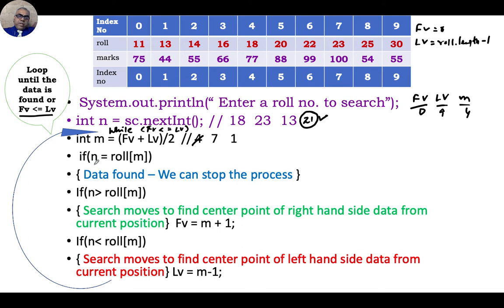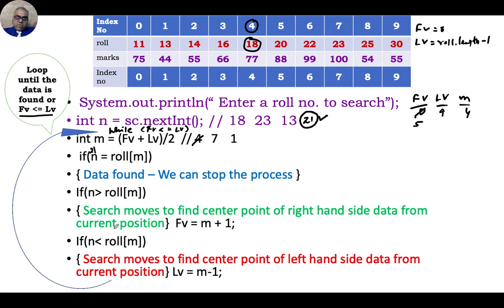My input value is 21, so I will put this 21 over here. 21 equals roll of M. M is 4, so roll of 4 is 18. 21 equal to 18, false. 21 greater than 18, true. So FV is equal to M plus 1. M is 4, 4 plus 1 is 5. So FV will become 5.